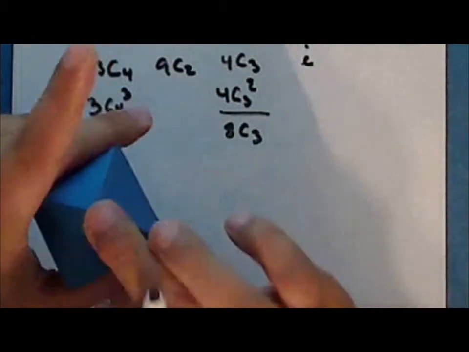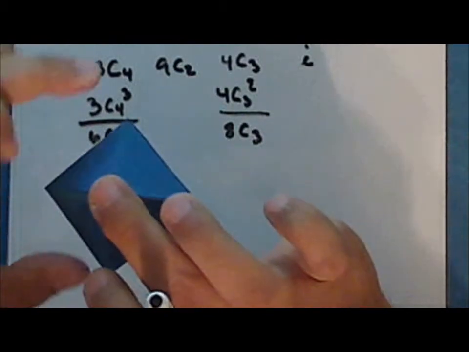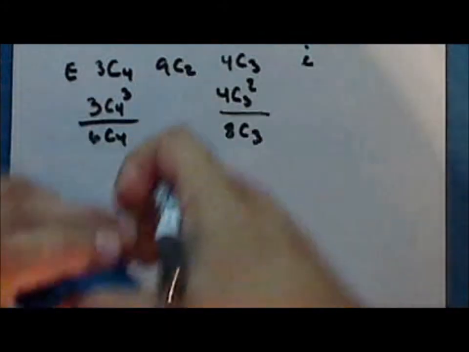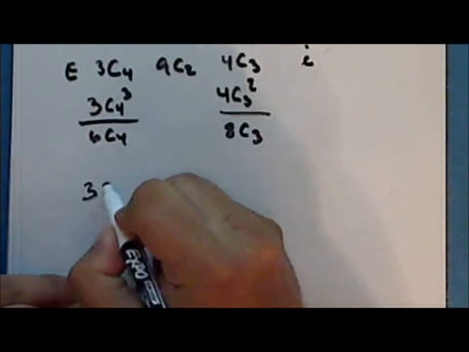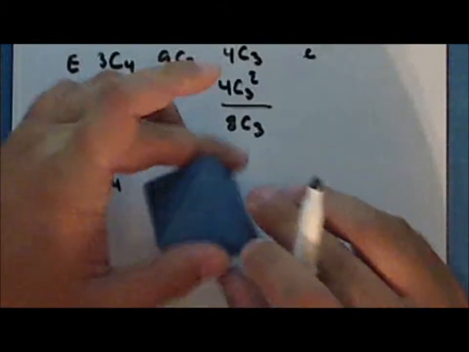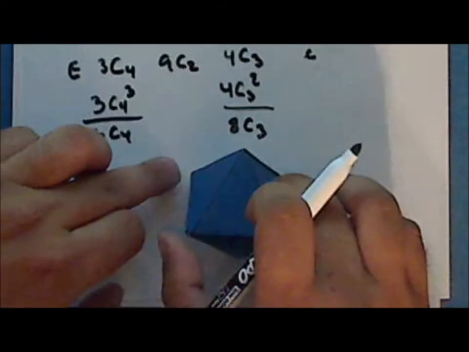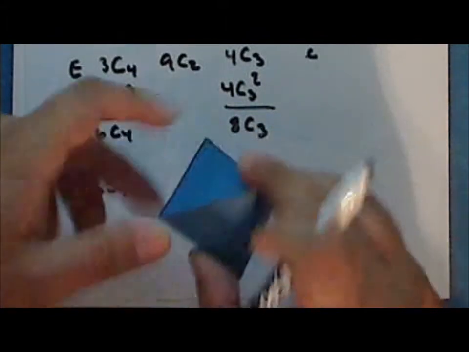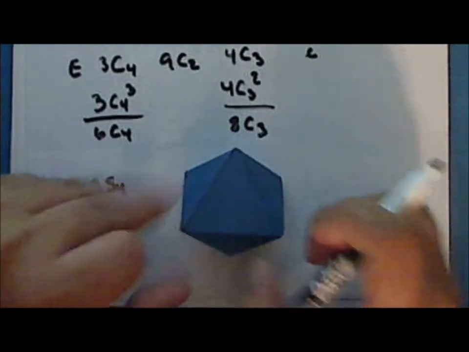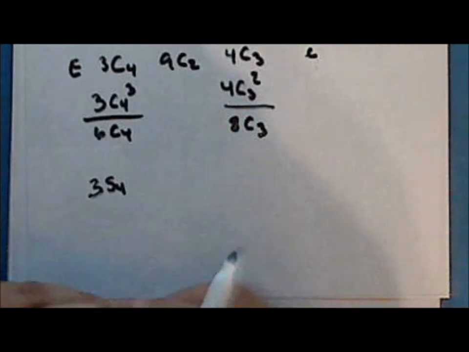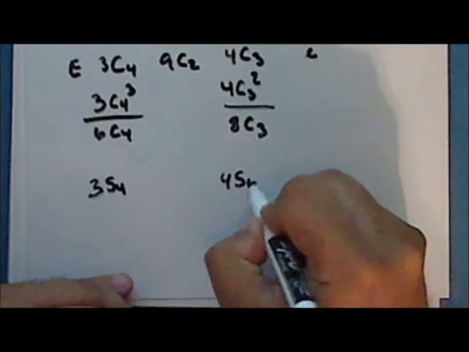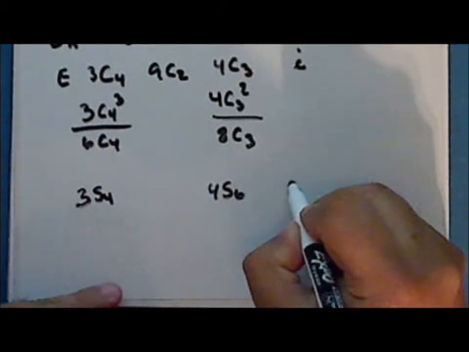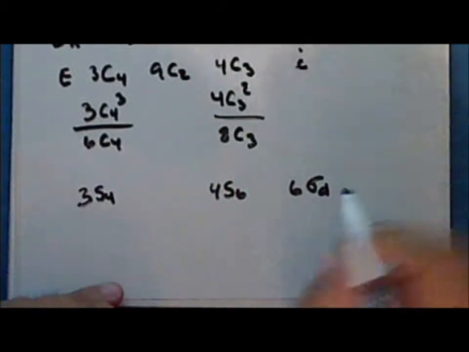Now each C4 axis is also an S4 axis. So we have 3 S4 axes, and every C3 axis is also an S6 axis. So we have a total of 4 S6 axes. And we also have, once again, 6 dihedral planes.